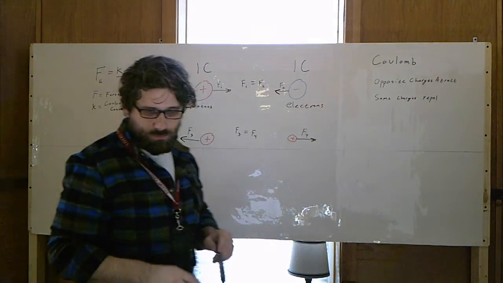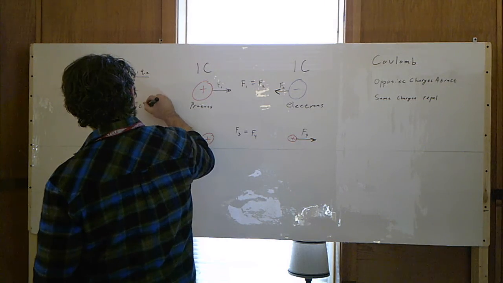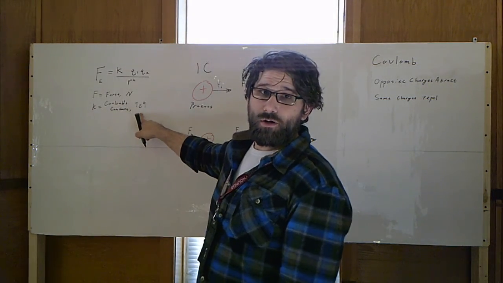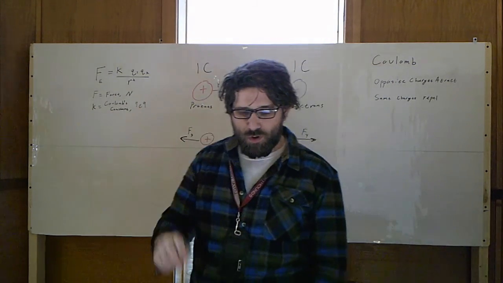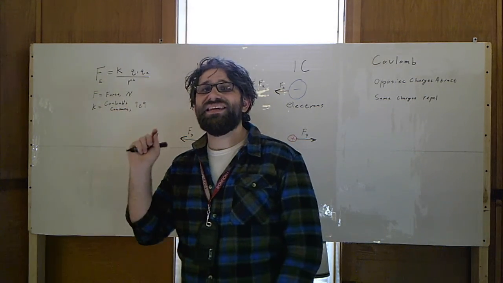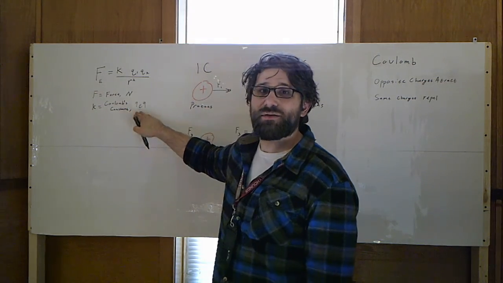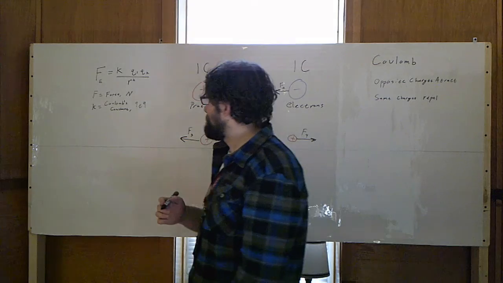K, this is Coulomb's constant, and it is equal to 9 times e to the 9th. This is a very large number. So where in gravitation, that gravitational constant was a very small number, I think I've got it right here, 6.67 e to the negative 11, the Coulomb constant is 9 times e to the 9th. That is 9 billion, okay?